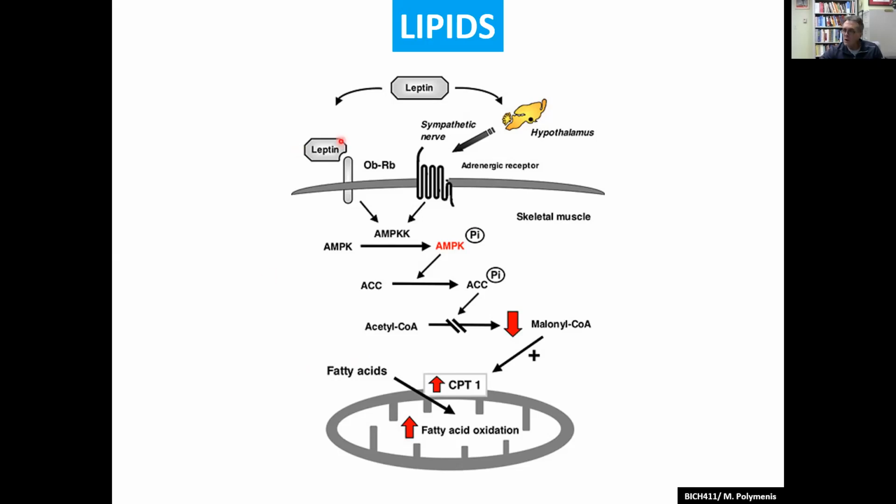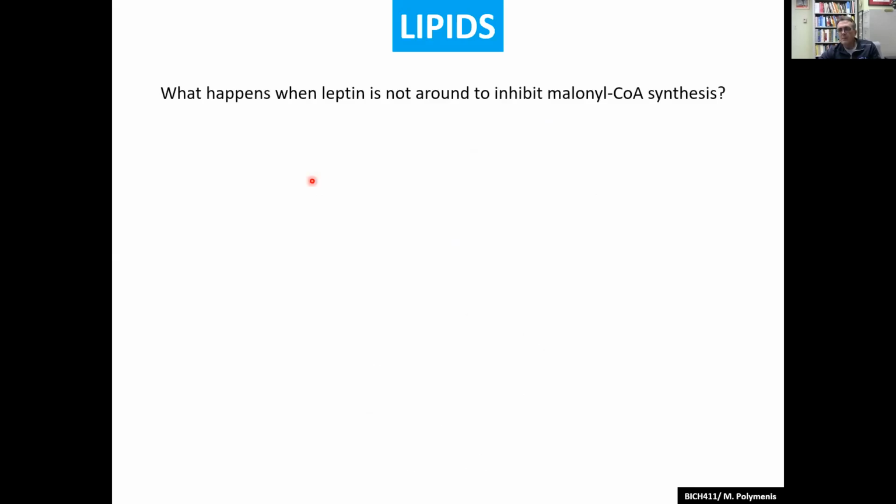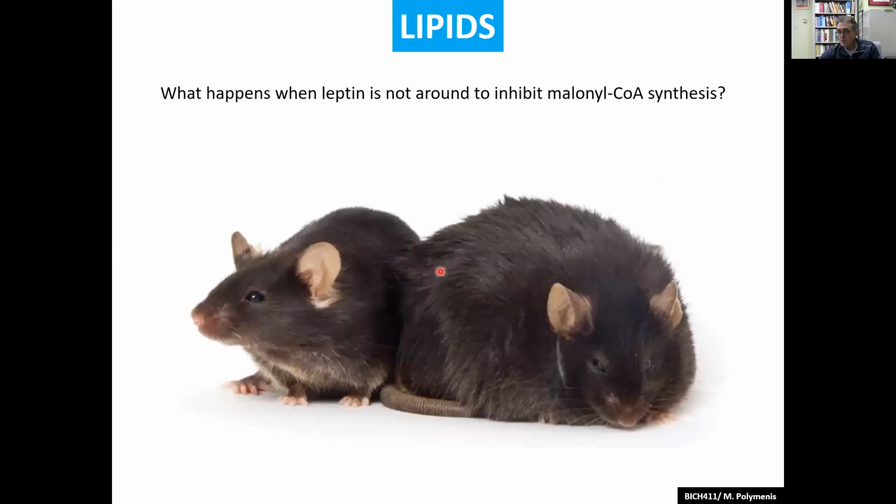Well, when in doubt, knock it out. And what happens when leptin is not around to inhibit malonyl-CoA synthesis and fatty acid synthesis? This is what you get, the genetic model. You get an obese mouse. That's a normal mouse, and that's the knockout. And the effects are stunning, actually.